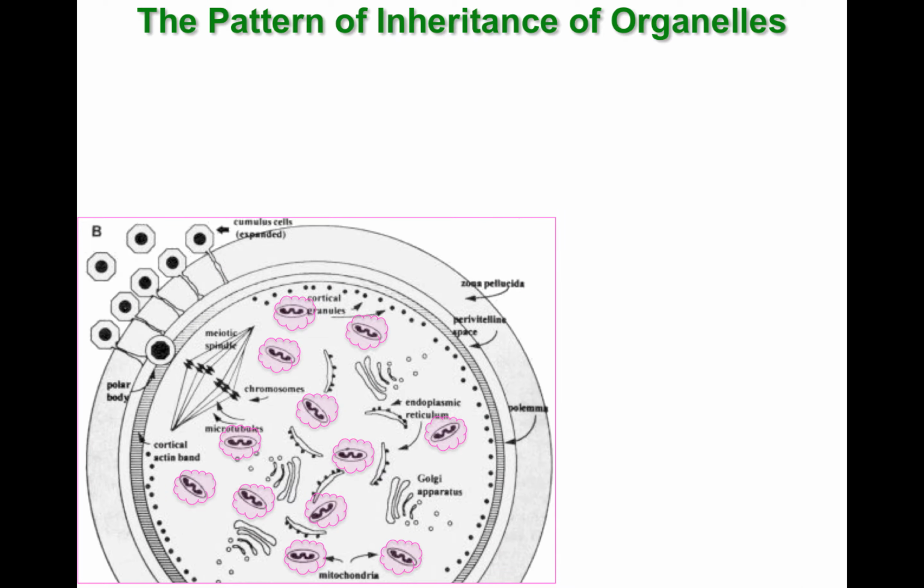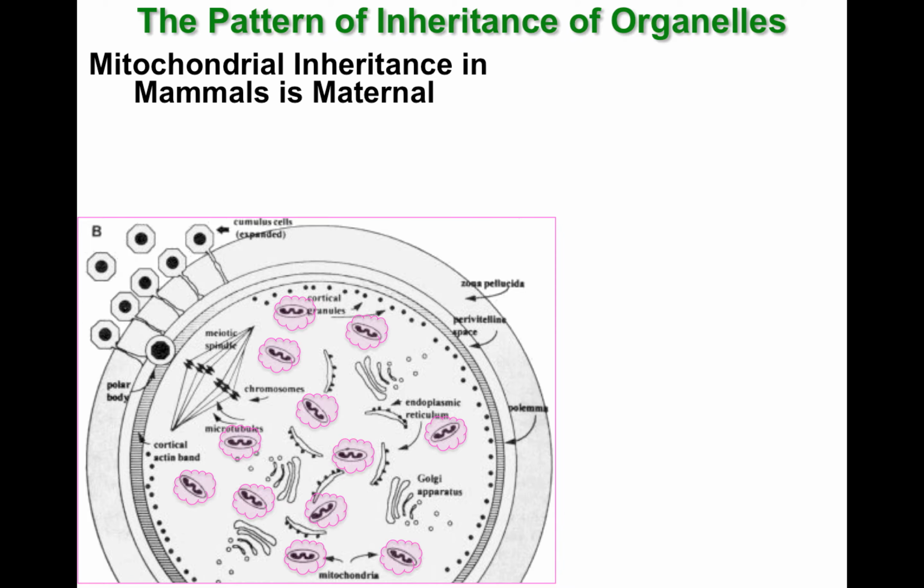Now, the pattern of inheritance of organelles varies amongst the animal and plant kingdom, but for mammals, the mitochondrial inheritance is maternal. So below here we have a picture of a diagram of an egg. It has already undergone meiosis 1. It has a polar body right here. And it's getting ready to undergo a second meiotic division.